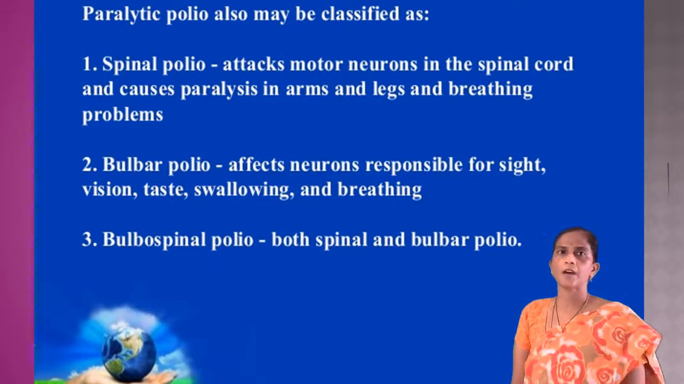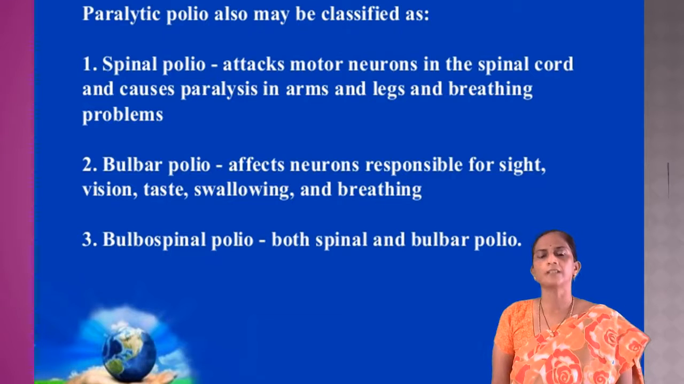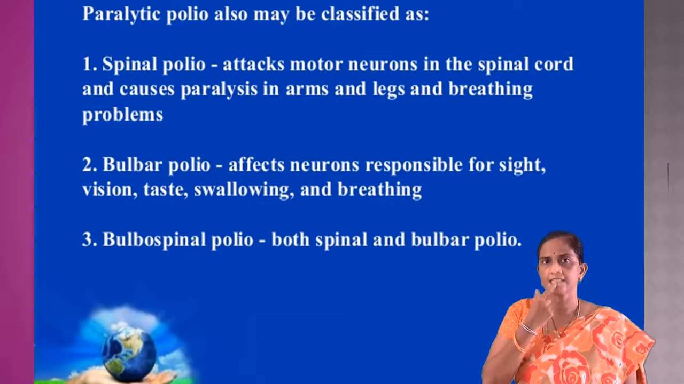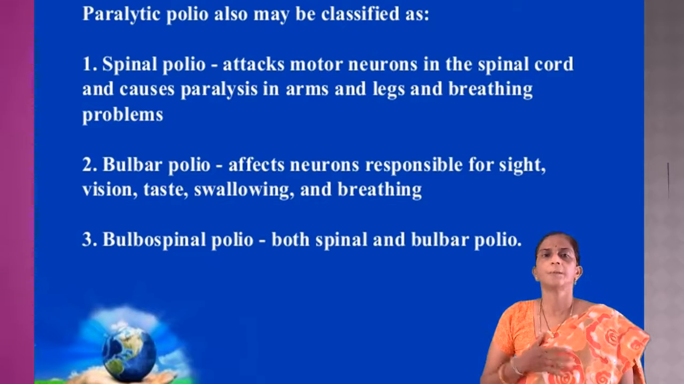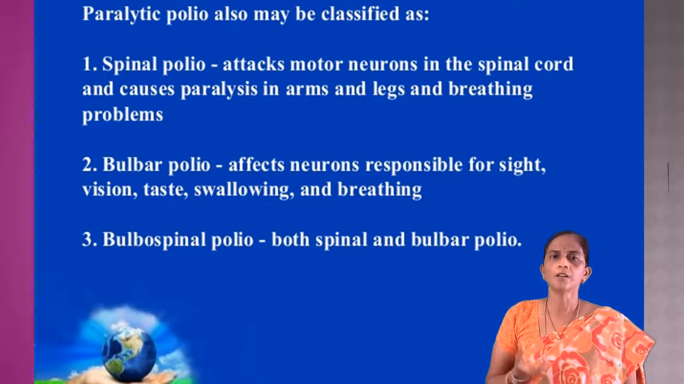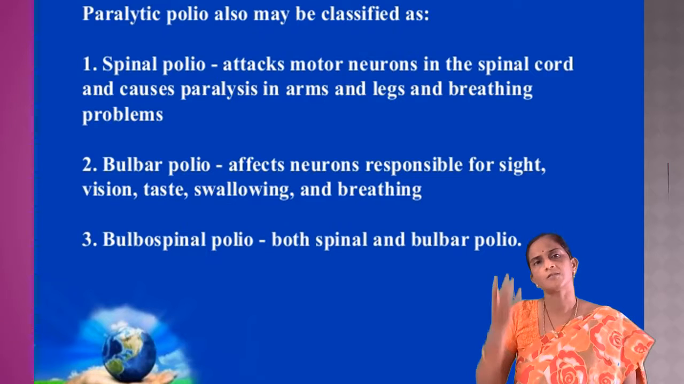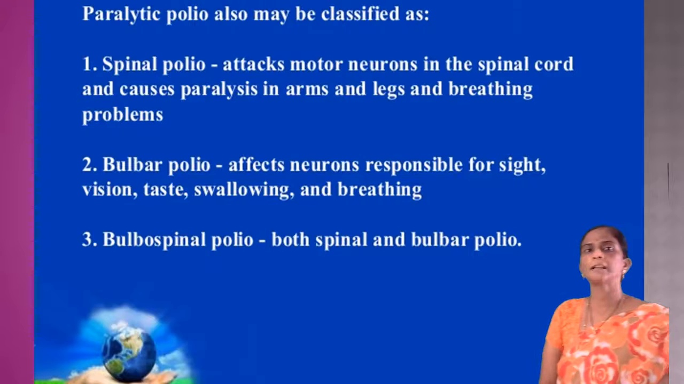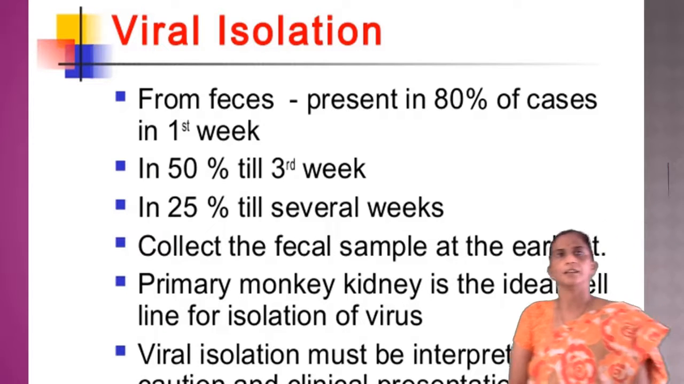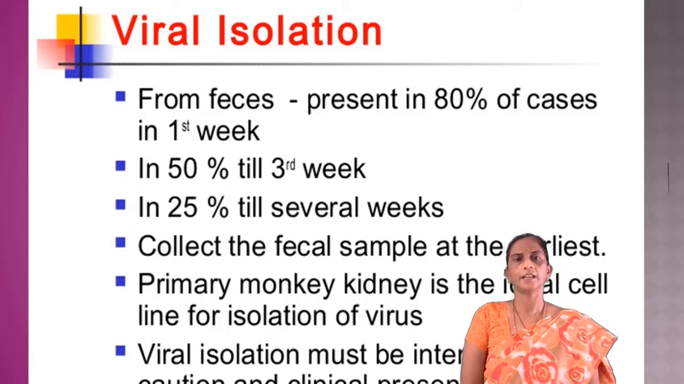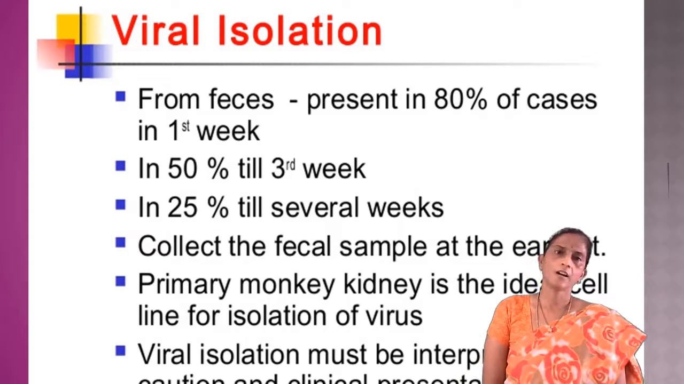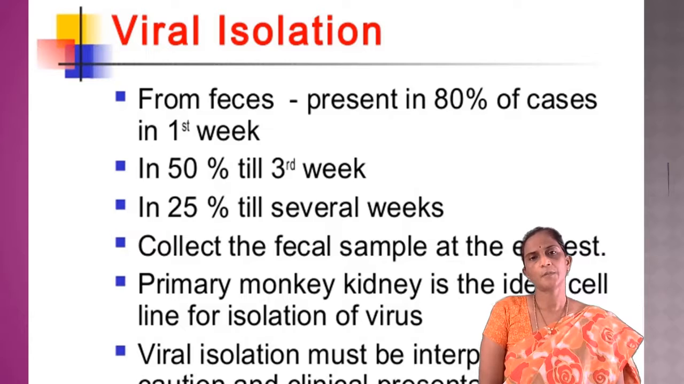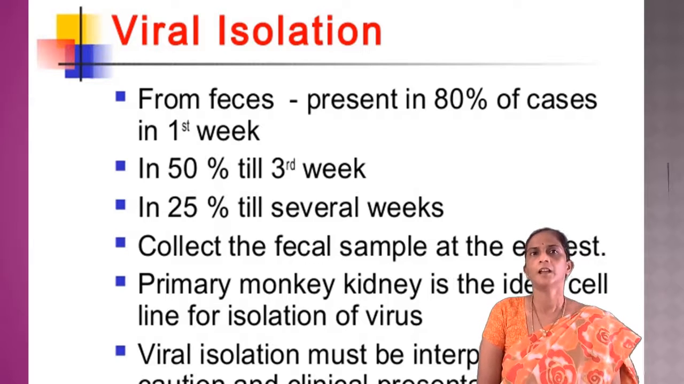In case of bulbar polio, it affects the neurons responsible for sight, vision, taste, and breathing. So if the person gets bulbar polio, the person will lose taste and vision. Next, polio diagnosis. How can polio be diagnosed? In early stages, polio can be diagnosed in the throat. In later stages, in case of viremia, the polio virus may be detected in the bloodstream.